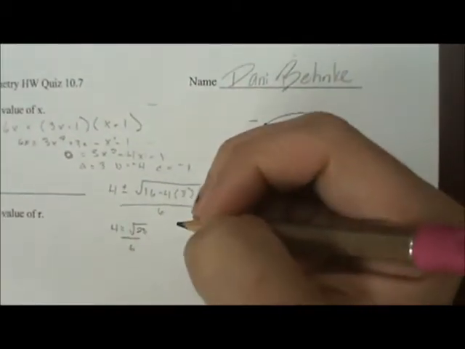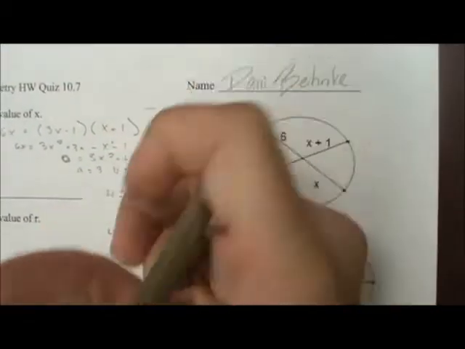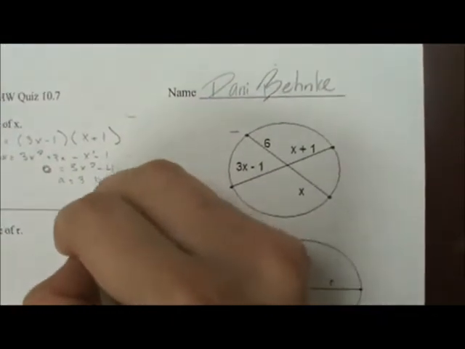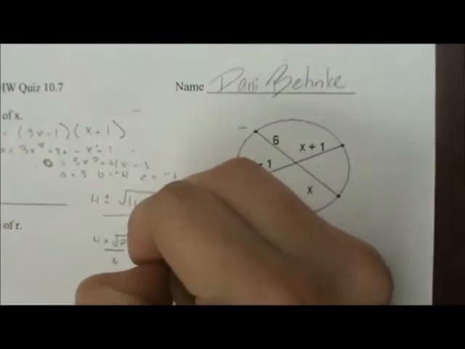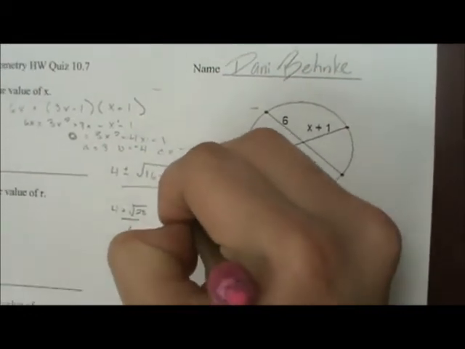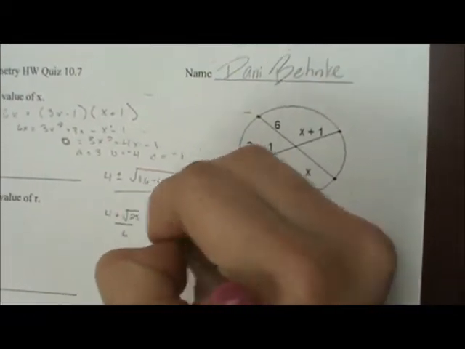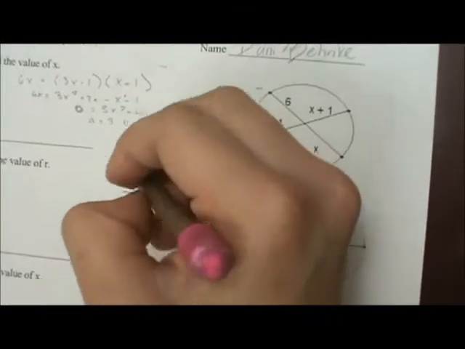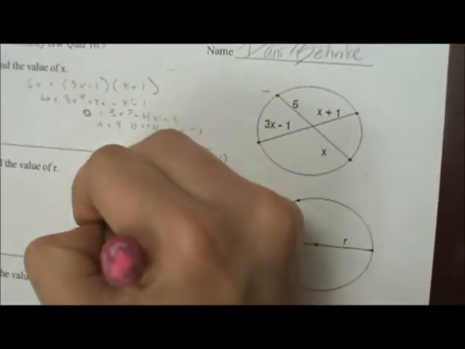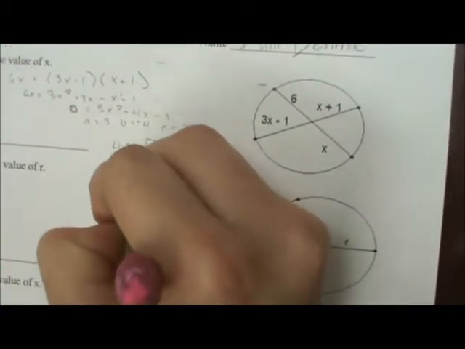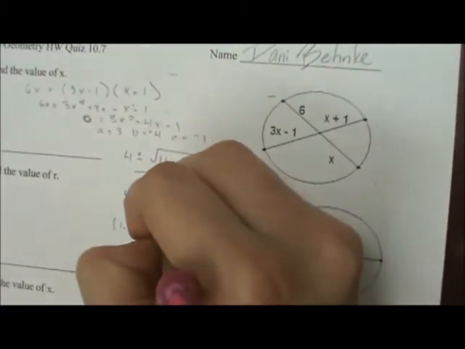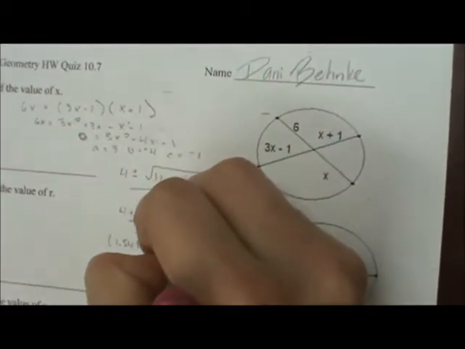And then the values for that, once we get them, we write it out, so we're going to have 4 plus the square root over 6, and then 4 minus the square root over 6. And the values are going to be 1.549 for the plus, and then the negative would be negative 0.215. And then I think we write those in the x equals.